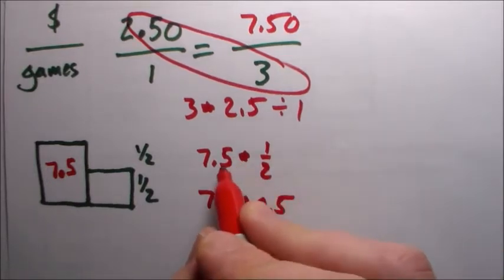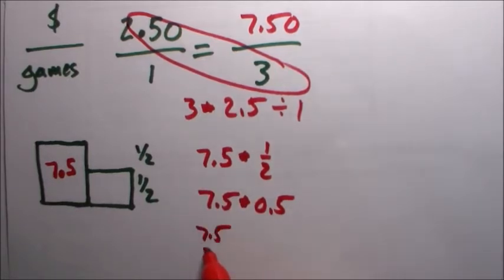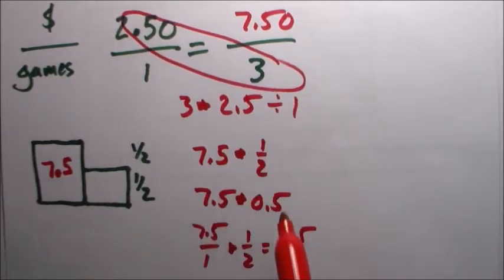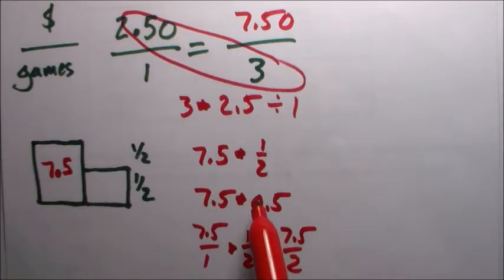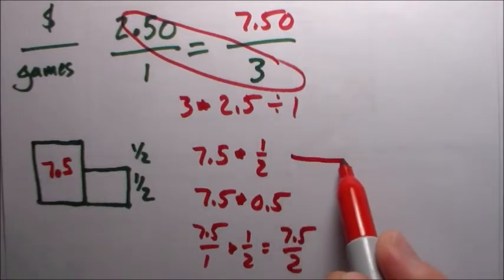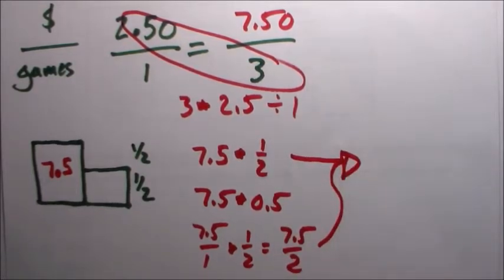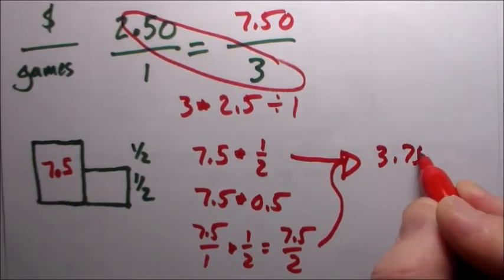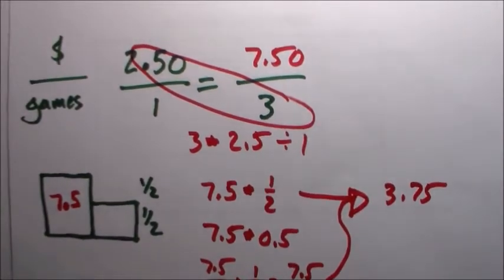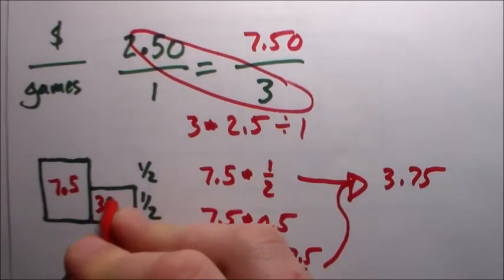If you think about it, if we do 7.5 over 1, because anything divided by 1 is that same number, times 1/2, that will equal, if we multiply the numerators and the denominators, 7.5 divided by 2. So 7.5 times 1/2 is the same as 7.5 divided by 2. It's the same as 7.5 times 0.5. Any way you do it, you're going to get the same number, which is 3.75. That's 1/2 of 7.5.